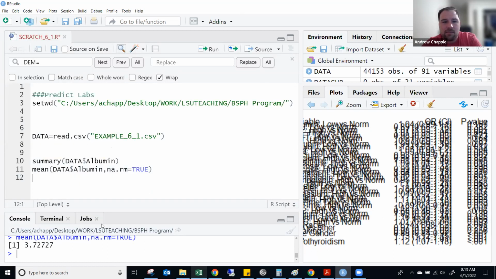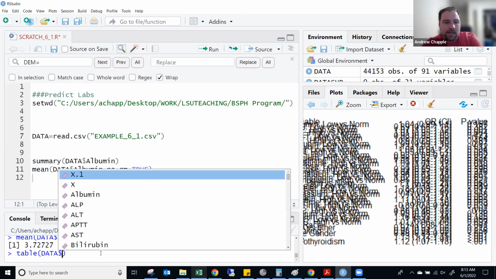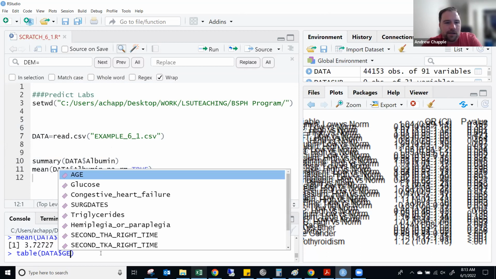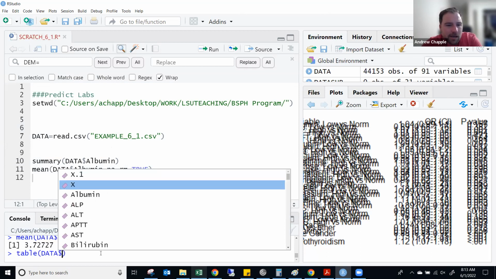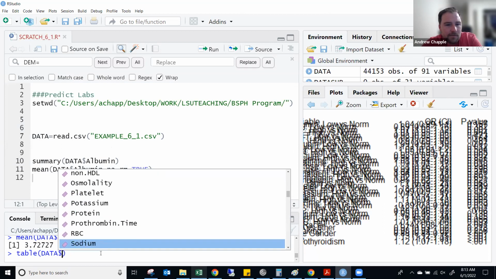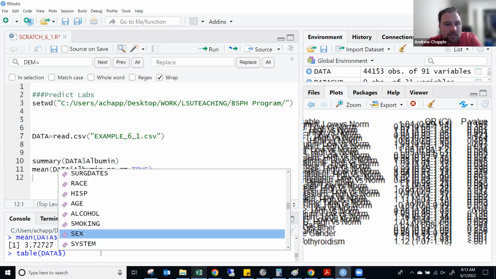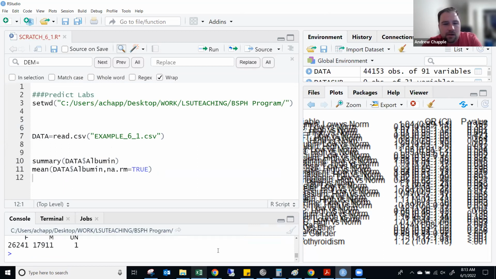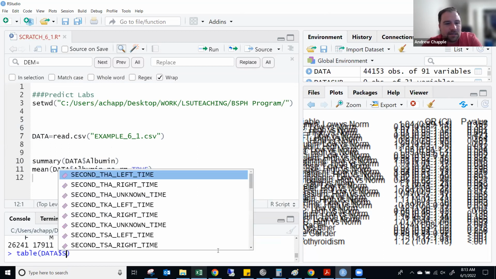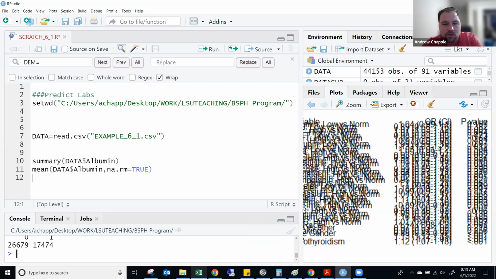And this will give me now the same number as here. So let's say I want to get it by gender. I can look at table data gender. These are, again, self-identified genders. I have, I think, sex maybe. Okay, so I have sex here. I also have smoking status, smoking. So maybe let's do it by smoking.